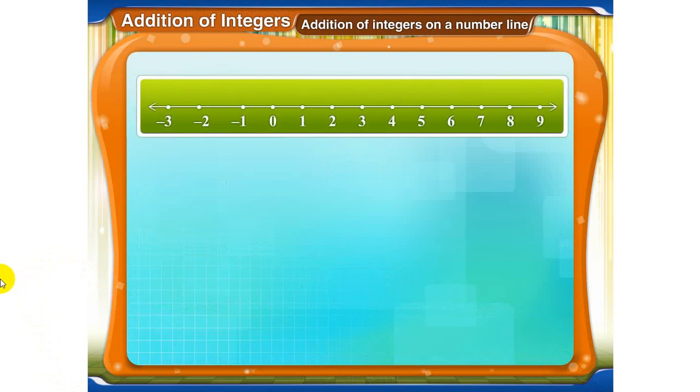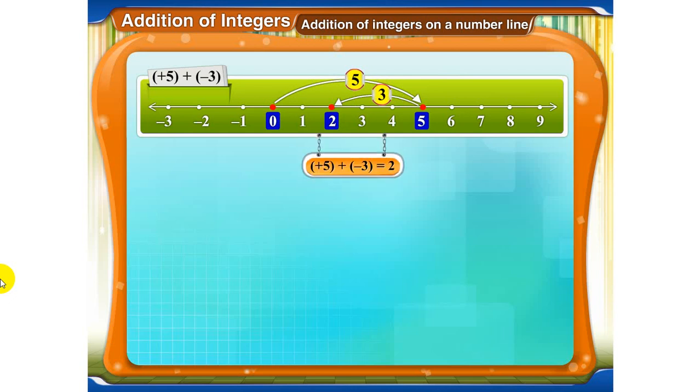3. Suppose we wish to find the sum of plus 5 and minus 3 on the number line. First, we move to the right of 0 by 5 steps, reaching 5. Then we move 3 steps to the left of 5, reaching 2. Thus, plus 5 plus minus 3 is equal to 2.